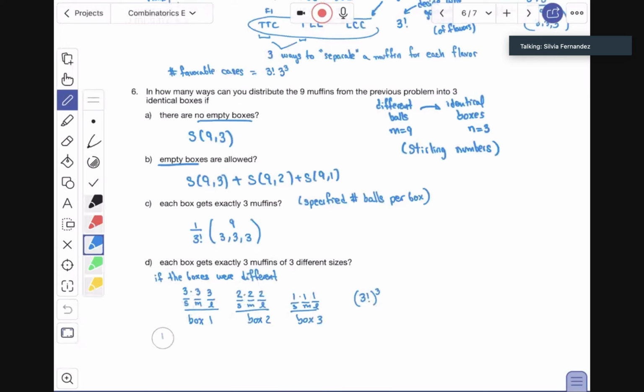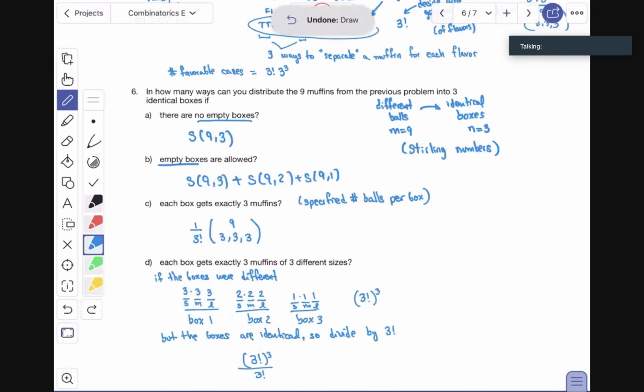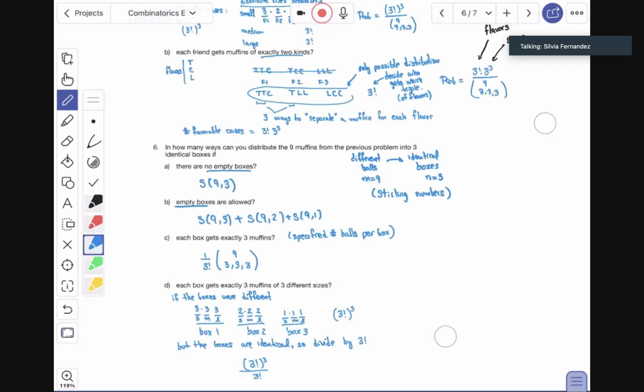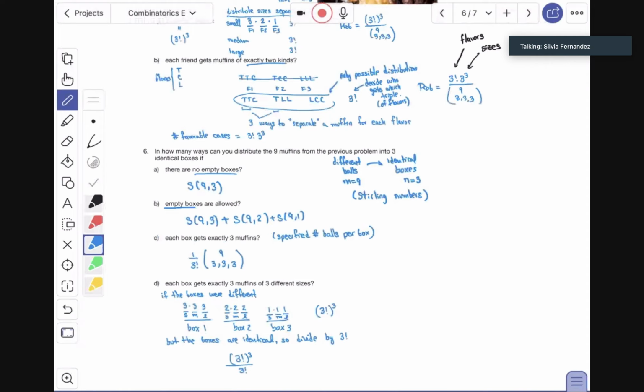But since they're identical, divide by 3 factorial. So it's 3 factorial cubed divided by 3 factorial. So this is 3 factorial squared. That's 36. So everything else comes straight from the table. D requires some thinking.